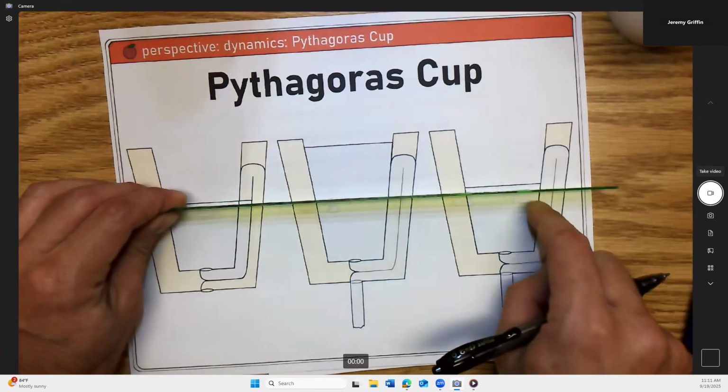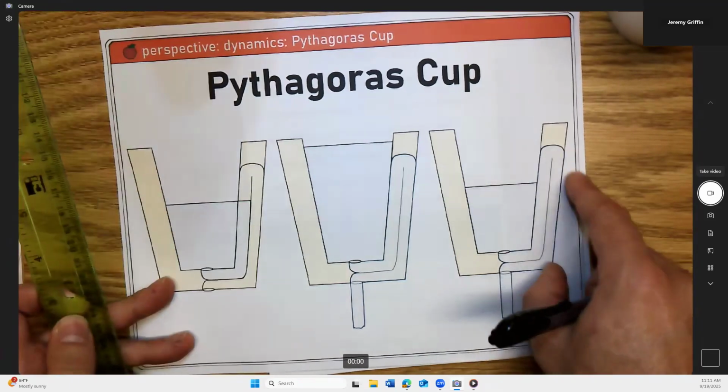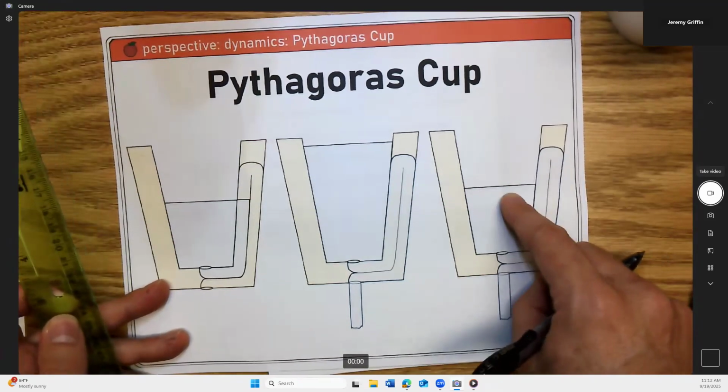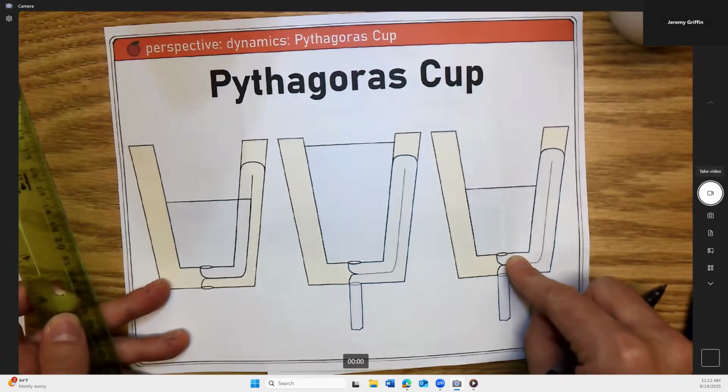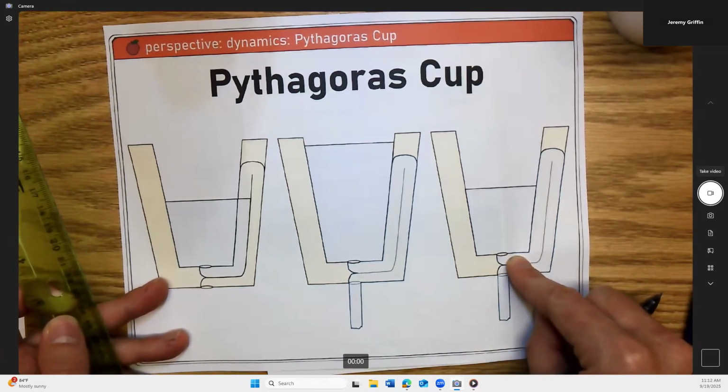But now this one's different on the right, because look at that. Now the straw's flooded. You guys see that? And all the rest of the water gets siphoned out until it all gets vacuumed out. All gets siphoned out. Yeah, you guys see that?